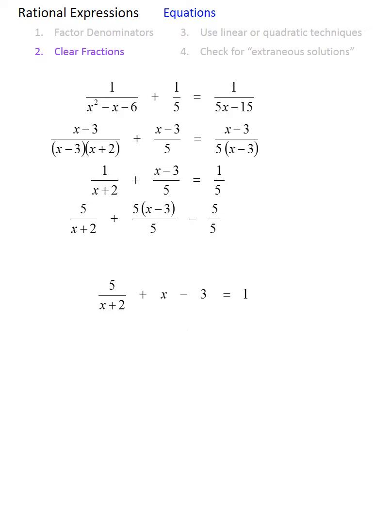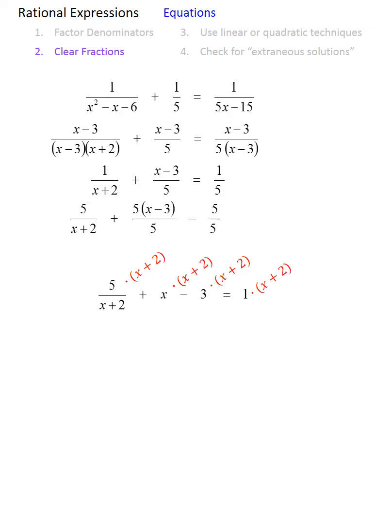Now, I still have a denominator. Therefore, I'm still on step 2. The only way to clear fractions is to multiply every term in the problem by x plus 2. Now, if it looks like there's an extra x plus 2 in the middle there, if you want to consider x minus 3 a single term and multiply it by x plus 2, that would work out exactly the same.